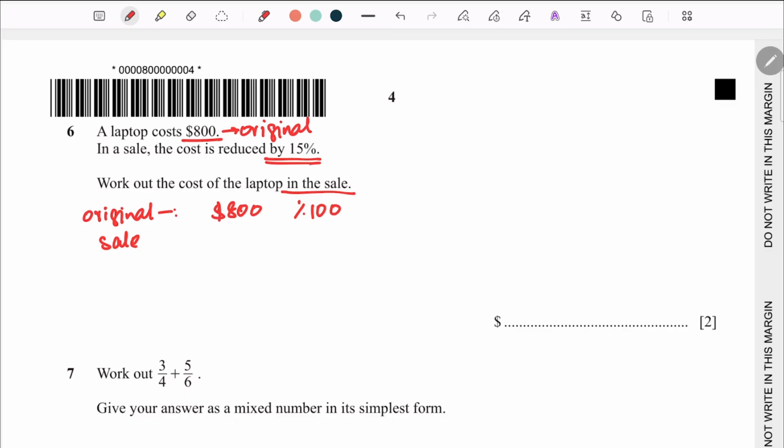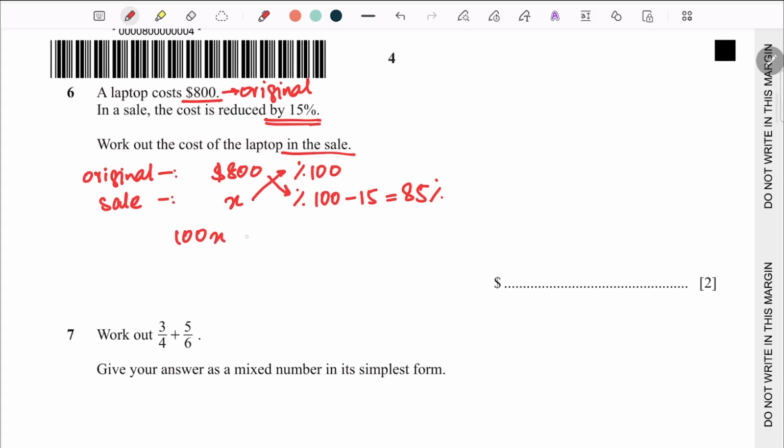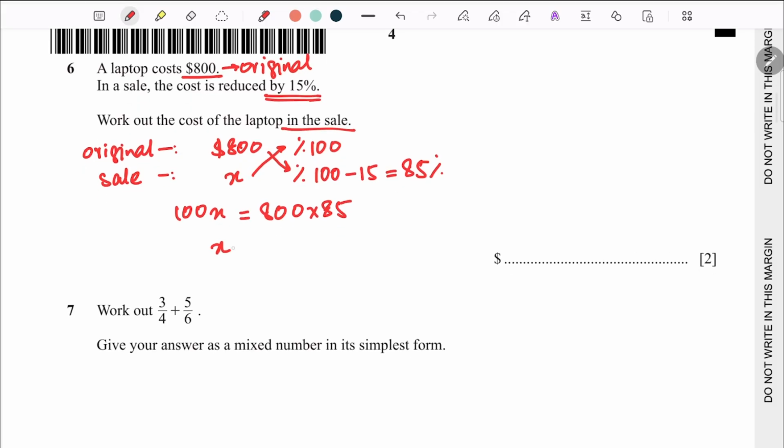And during the sale the price was unknown, but the cost is reduced by 15%. So the percentage will be 100 minus 15, which is equal to 85%. Now I'm going to solve this using ratios. I'm going to cross multiply. 100x is equal to 800 multiplied by 85, and the answer will be x is equal to $680, which will be the price of the laptop during the sale.